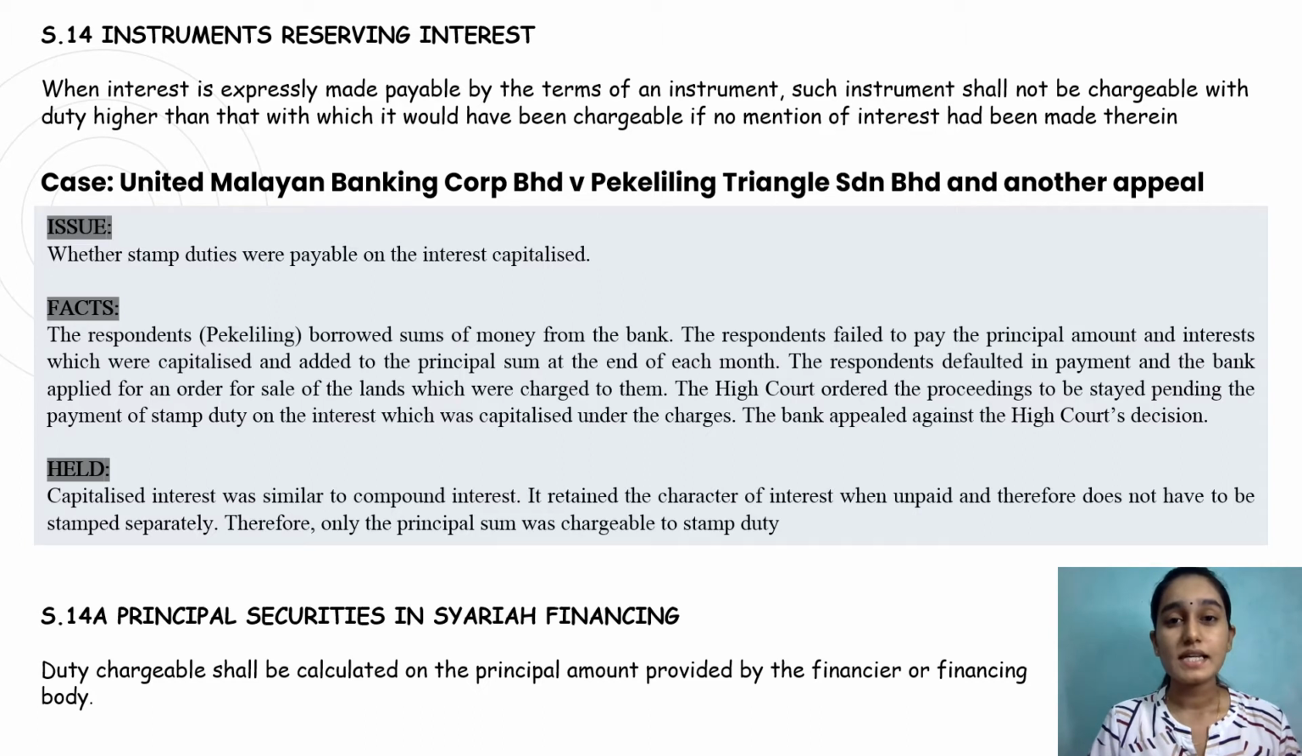Section 14A stated that where it is shown that a principal or primary security secures the repayment of money provided under a scheme of financing made according to this Sharia, duty chargeable thereon shall be calculated on the principal amount provided by the financier or financing body.